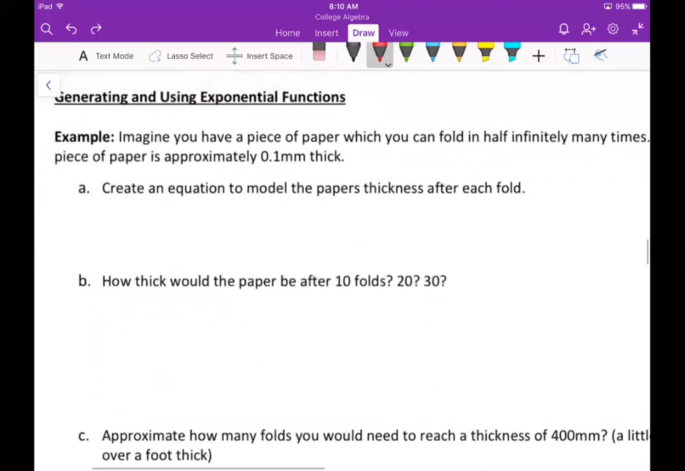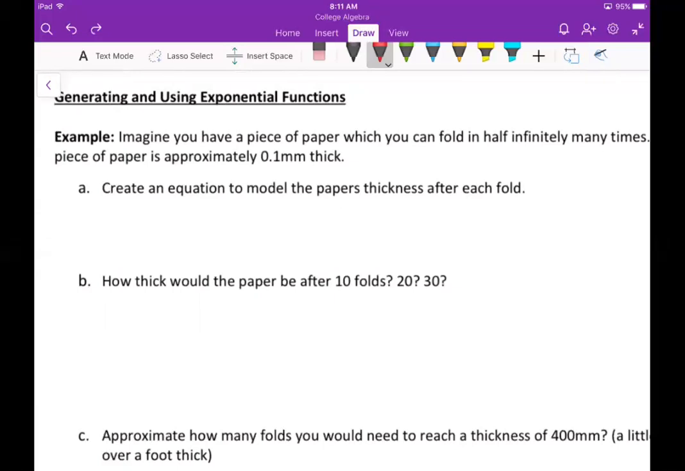Okay, so here is one. This one's kind of a fun one. We're going to imagine that we have a piece of paper which we can fold in half infinitely many times. Now, it actually turns out that I believe it's only 7 or 8 times that you could fold a piece of paper in half. Physically, you can't fold it in half anymore after that. But we're going to imagine, just for this problem, that we could do it as many times as we wanted to. So we can see how that growth continues over the number of times that we fold this paper.